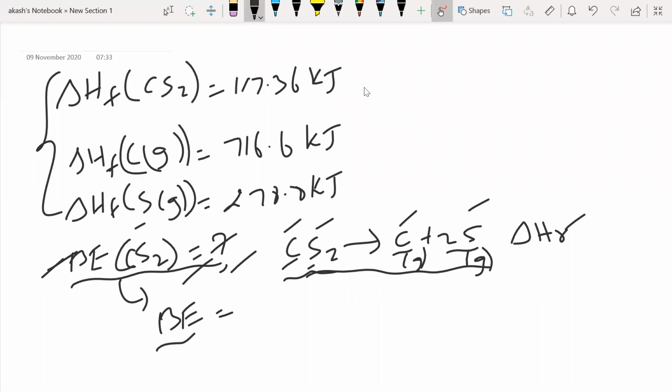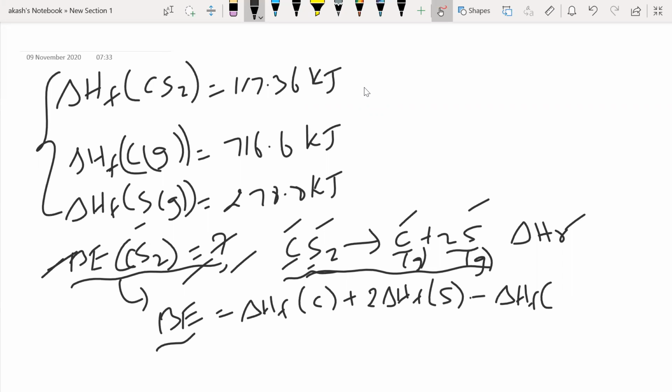Del HF of C plus 2 into del HF of S, which gives del HF of C plus 2 into del HF of S. Then minus del HF of CS2. That's it. Right, del HF of CS2. As simple as that, right?